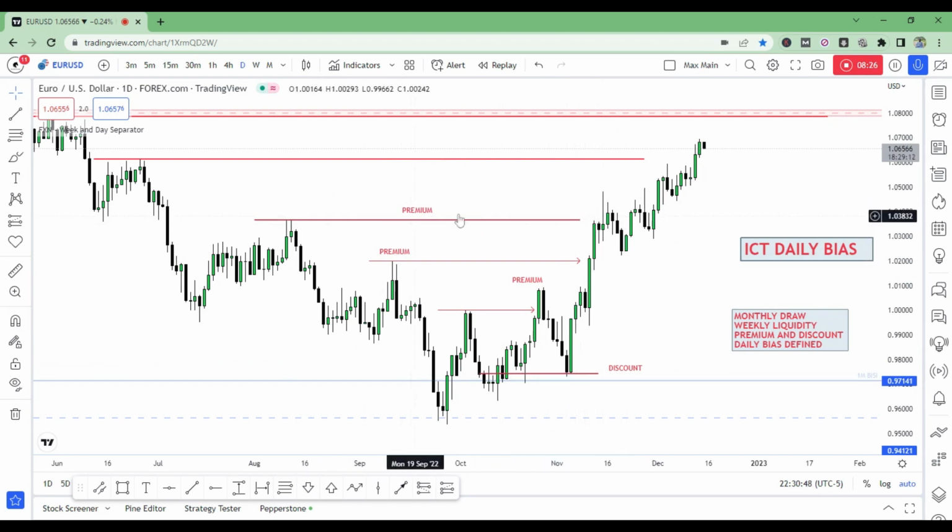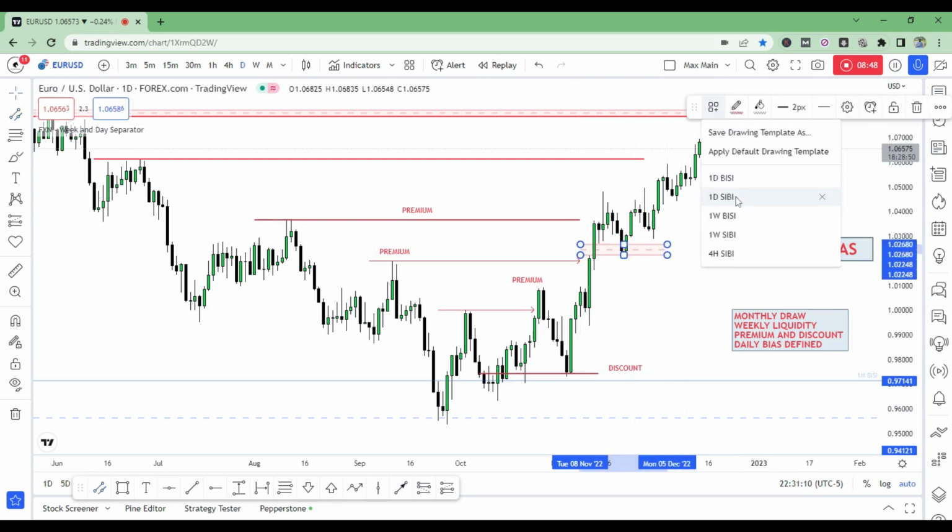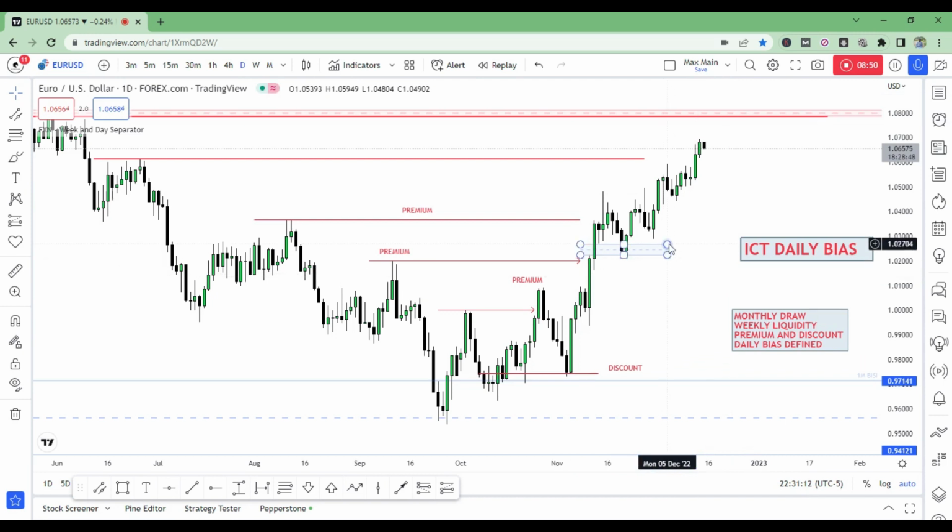And once we take out this premium level, the market now starts seeking a discount level. So how do you define a discount level once the market has made such a run higher and it looks like it just wants to go for this target? So actually how I define it, I use imbalances and liquidity. So in this instance, this was a daily imbalance. So we define this daily imbalance as a discount level. So this is another level of discount.